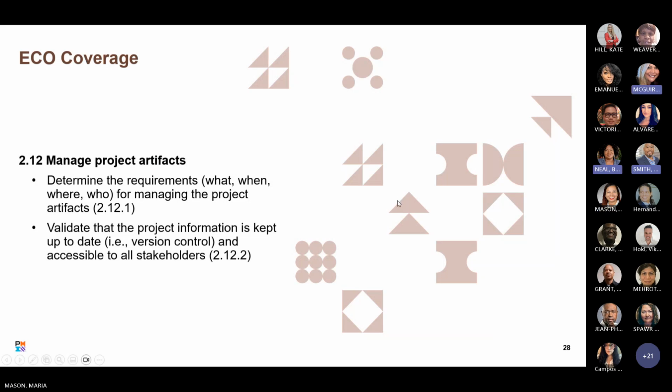So, ECO coverage: we covered these topics from the ECO in this lesson. We talked about managing project artifacts. We want to determine the requirements, the what, when, where, and who for managing the project, and validate that the project information is kept up to date.